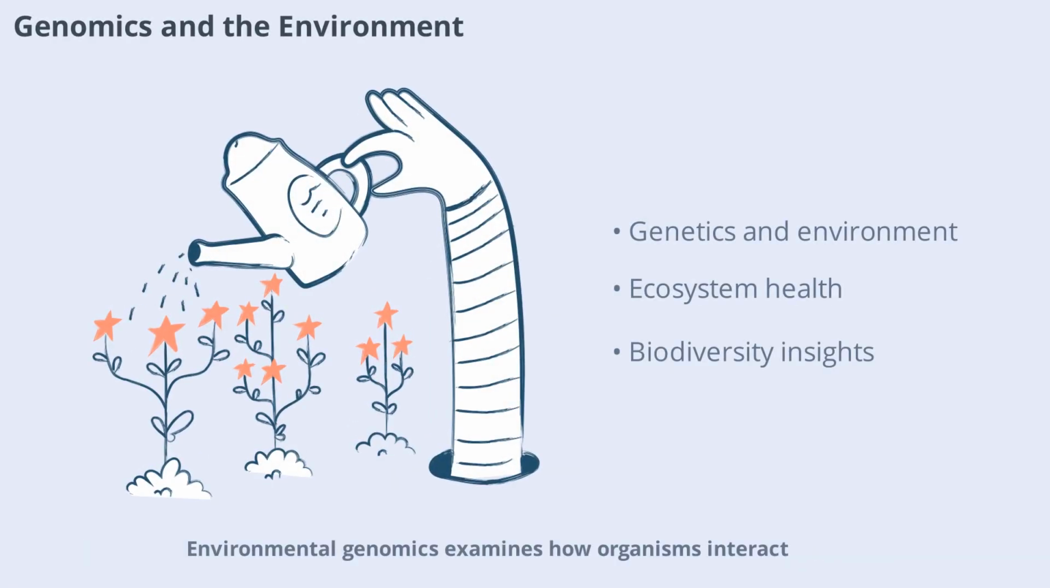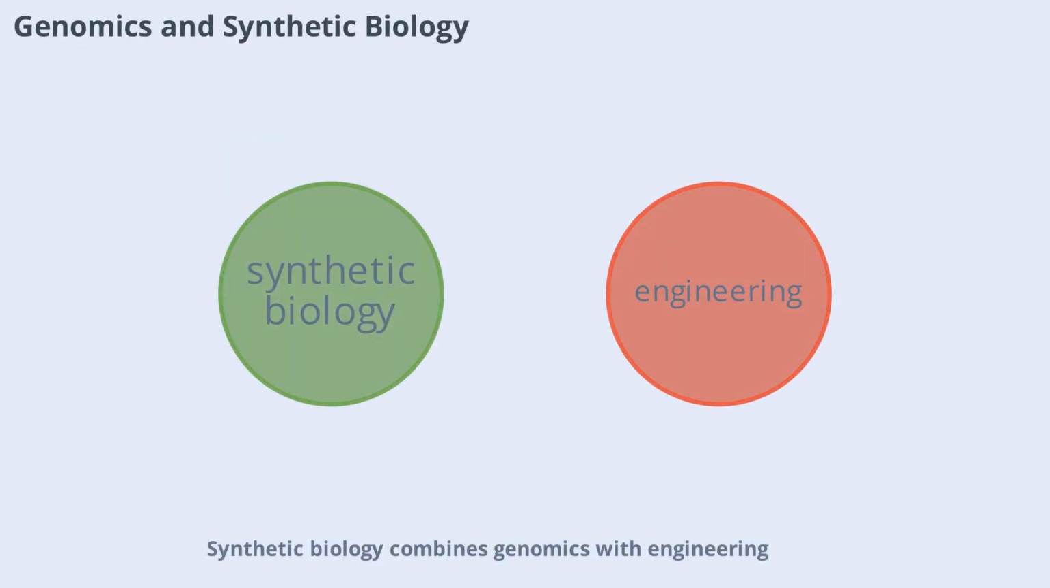Environmental genomics examines how organisms interact with their surroundings at the genetic level. This research helps us understand how pollution, climate change, and other factors affect ecosystems and biodiversity. Synthetic biology combines genomics with engineering to design and build new biological systems. This innovative field has applications in medicine, energy, and environmental sustainability.